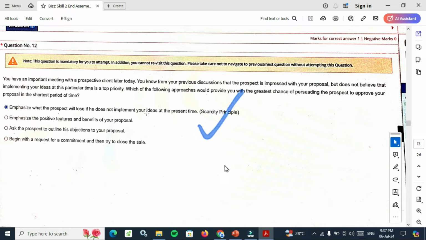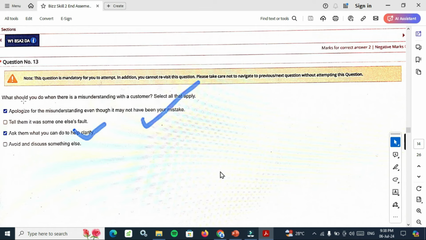So the right answer is, emphasize what the prospect will lose if he does not implement your ideas at the present time. You will use the scarcity principle. Next question. What should you do when there is a misunderstanding with a customer? You should apologize for the misunderstanding even though it may not have been your mistake. Ask them what you can do to help them clarify.